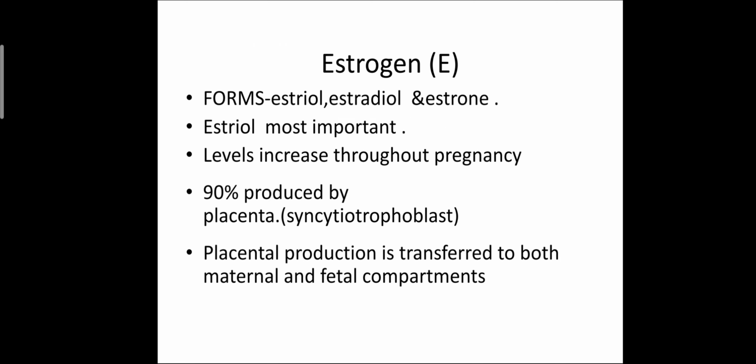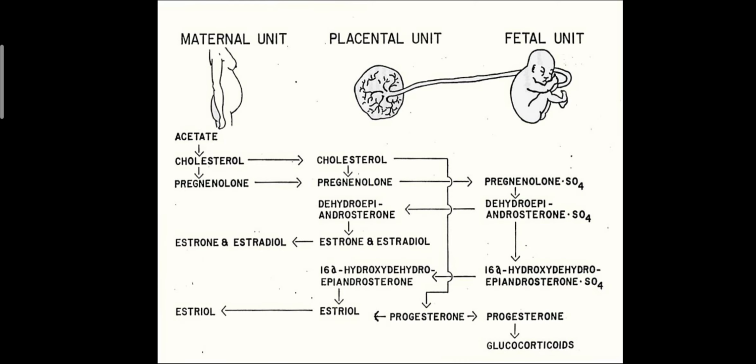Estrogen forms estriol, estradiol and estrone. They are the forms of estrogen. Of these, estriol is the most important. Level increases throughout the pregnancy. 90% is produced by the placenta, that is the syncytiotrophoblast. Placental production is transferred to both maternal and fetal compartments. So this is the maternal unit, placental unit and fetal unit.